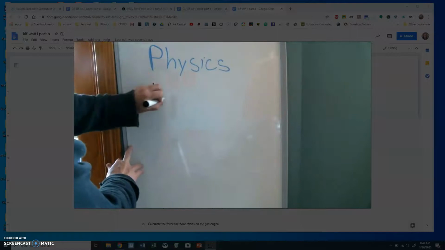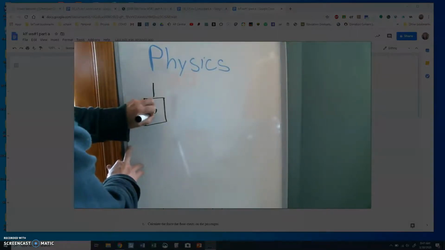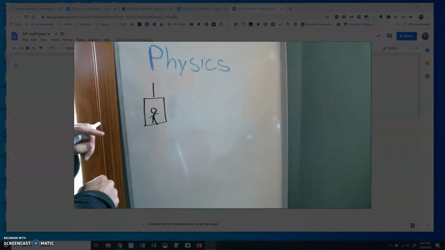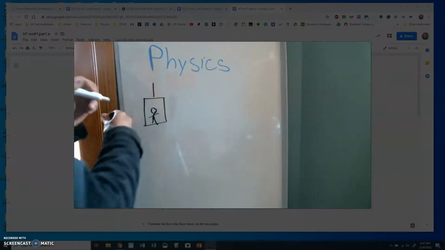So I'm just going to redraw it. Got the person right here. Now the tricky part about an elevator is they tend to look at the cab instead of the person.